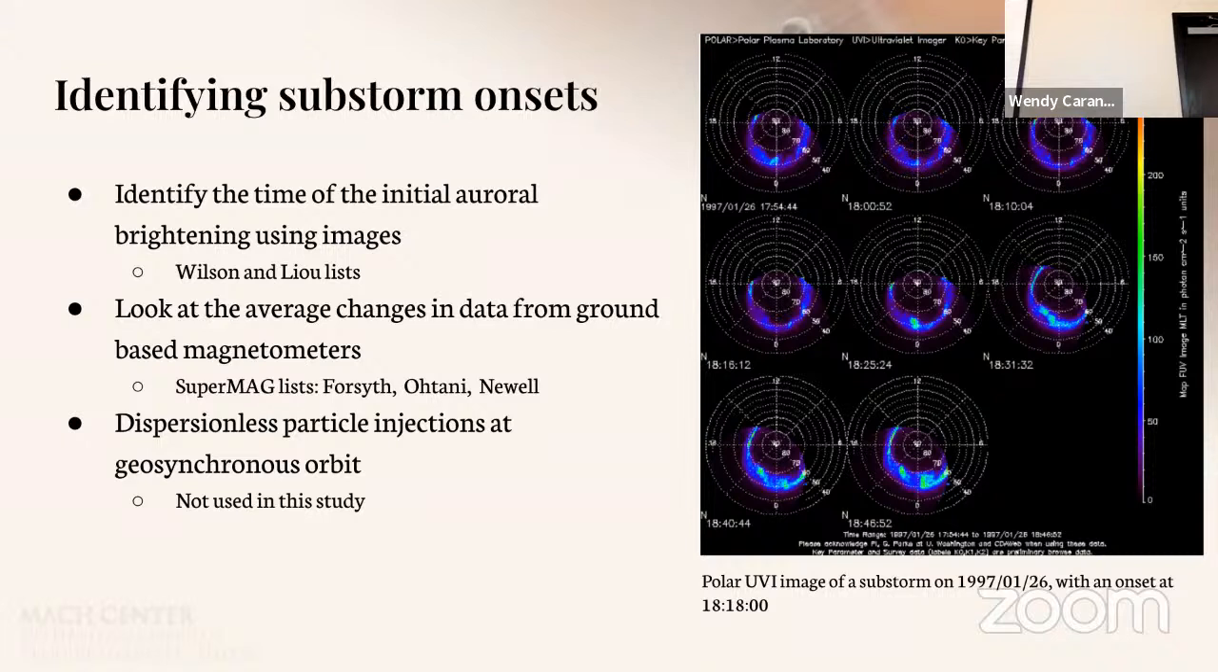The other most common method is to look at the average changes in data from ground-based magnetometers. There's this super fantastic project called SuperMag, and it has a bunch of different lists that use over 120 ground-based magnetometers to collect this data and identify substorms. The last method is to look at dispersionless particle injections at geosynchronous orbit, which isn't a method I looked at this summer, so we won't really be talking about that.